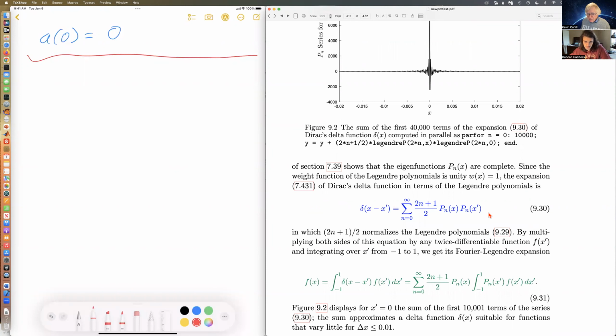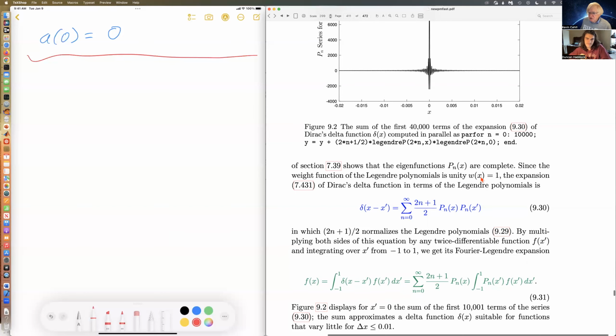And here we have a weight function that's in fact equal to unity. I often write that as rho. In fact, I should have changed that and set it equal to rho. And so in here we have this 2n plus 1 over 2 normalizes the product of the Legendre polynomials, and the weight function is 1, so the delta function assumes this very simple form.